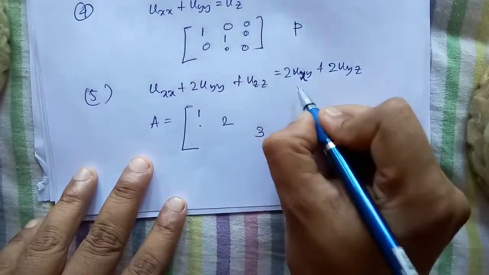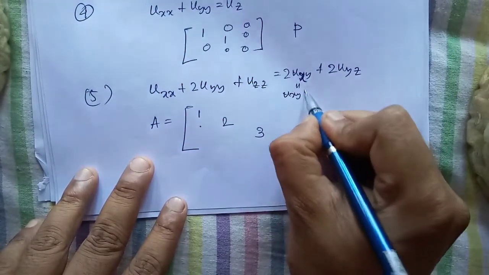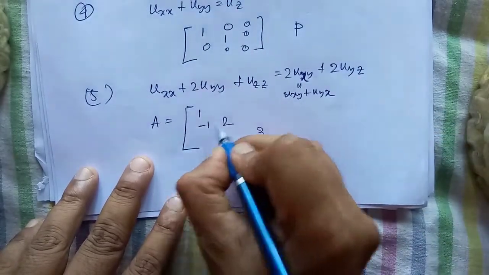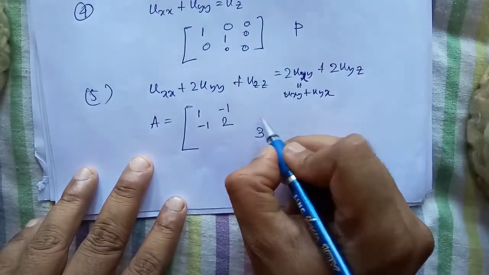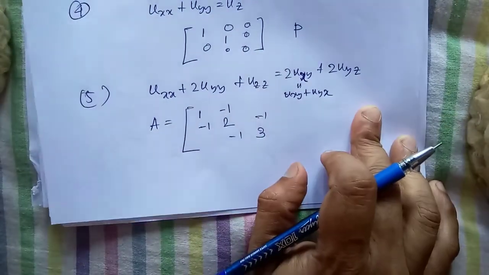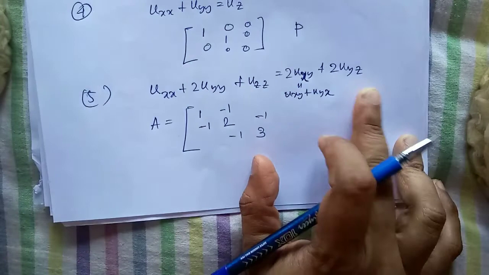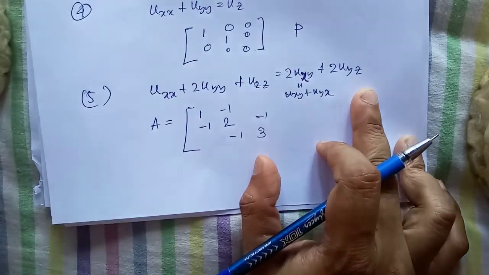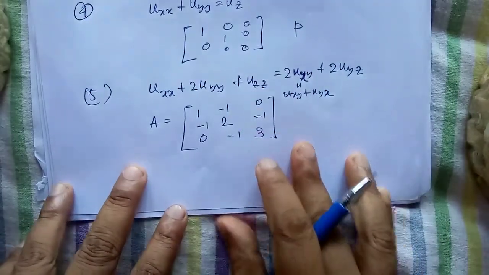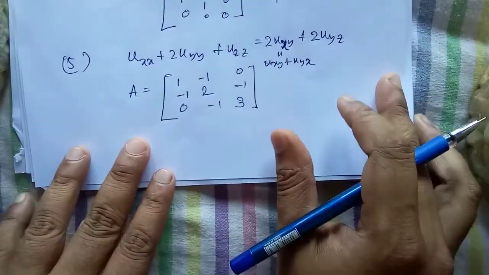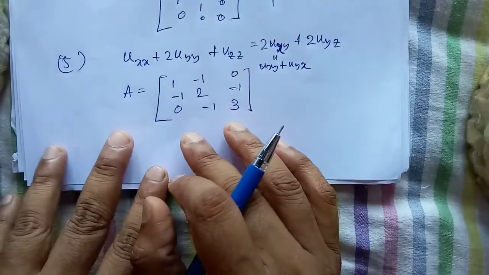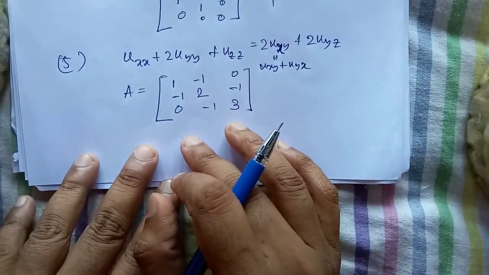So we can actually write this as uxy plus uyx. So this is minus 1, this is minus 1 as well, and this is minus 1 and this is minus 1 as well, because we can write it as uyz plus uzy. This 2 can be broken into 2 parts, right? So 0 0. Now we have to find out the eigenvalues. So let me check at first.